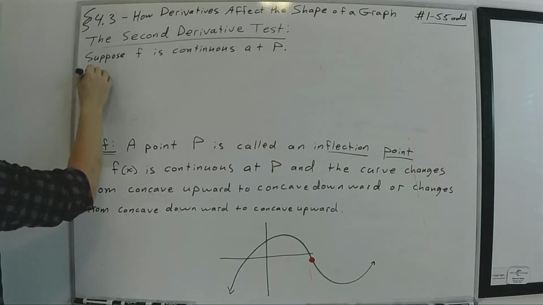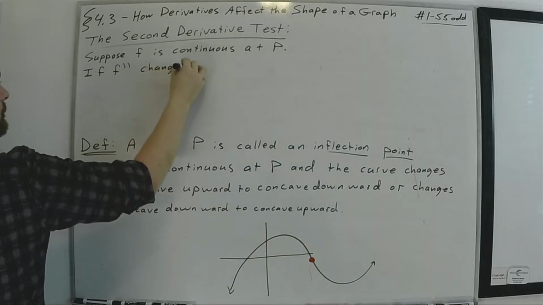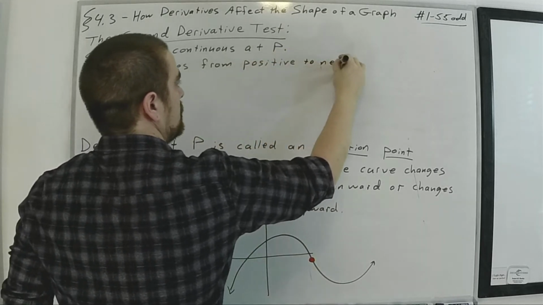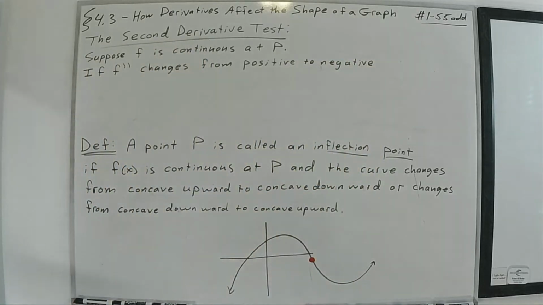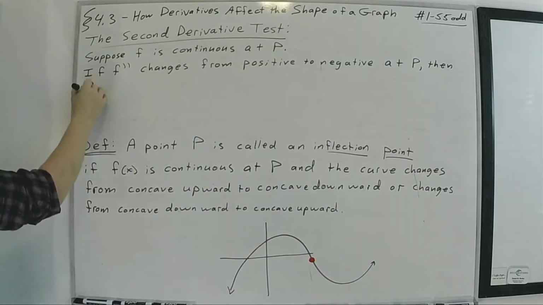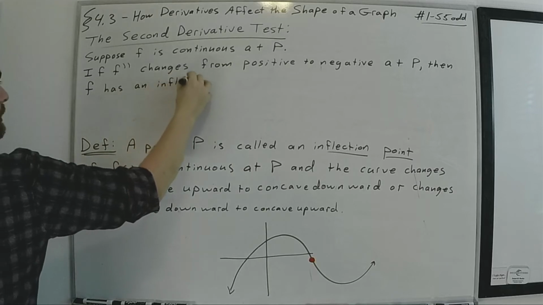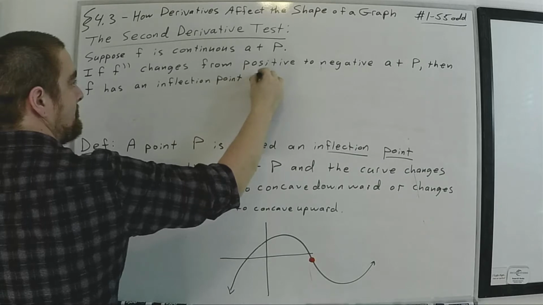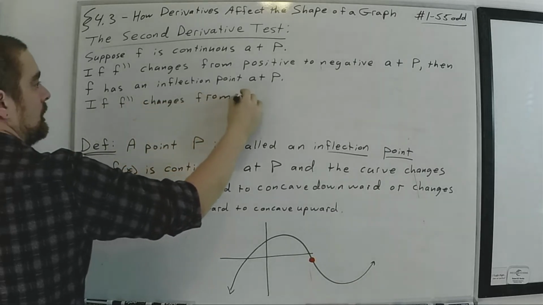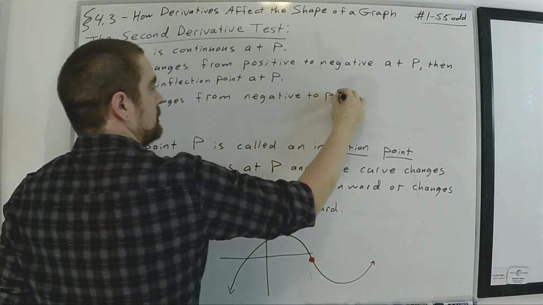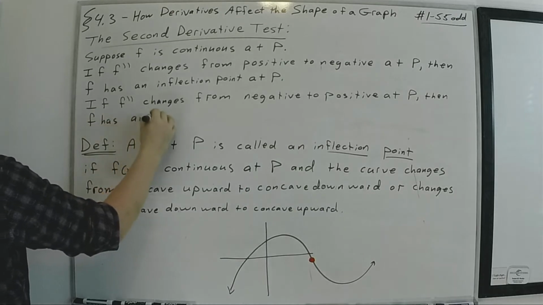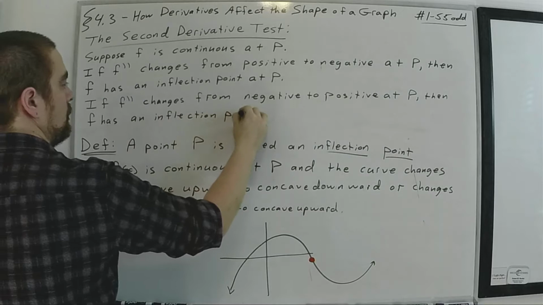If f double prime changes from positive to negative at P, then f has an inflection point at P. And the other way of saying it, if f double prime changes from negative to positive at P, then f has an inflection point at P.